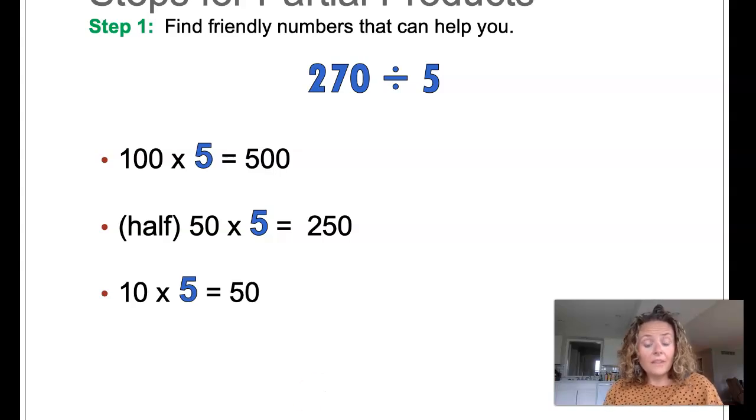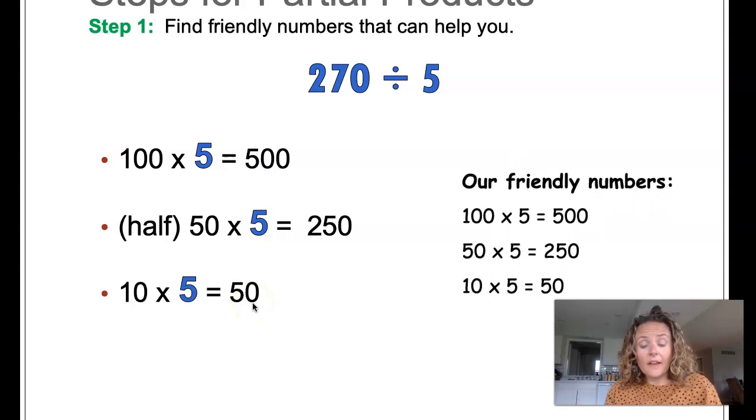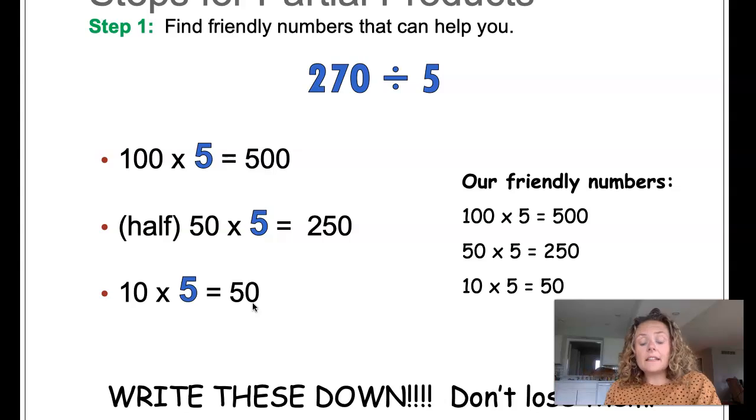That could be useful. Half of that, or 50 times 5, is 250. So half of 500 is 250. So we're halving one of the numbers, so we're halving the product. And then I also like to know what 10 times 5 is. In this case, it's 50. So these are going to be important. They're going to be facts that are going to help us. So our friendly facts: 100 times 5 is 500, 50 times 5 is 250, and 10 times 5 is 50. So write these down. We don't want to lose those because they're going to help us with our partial quotients.